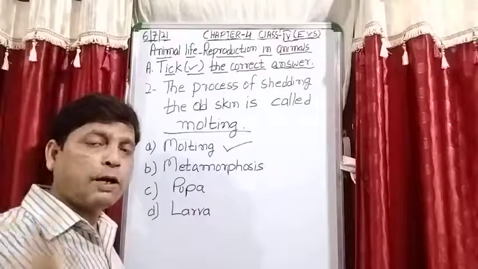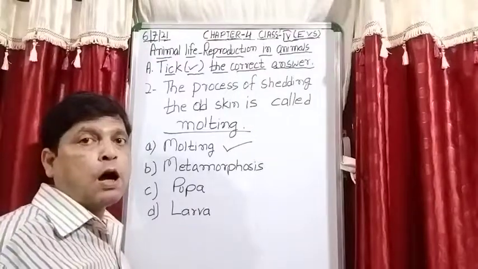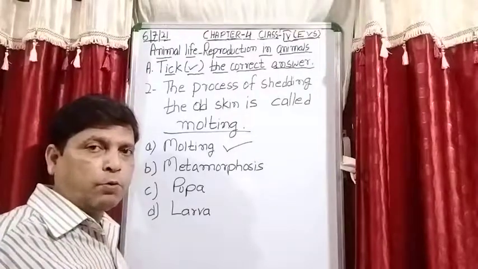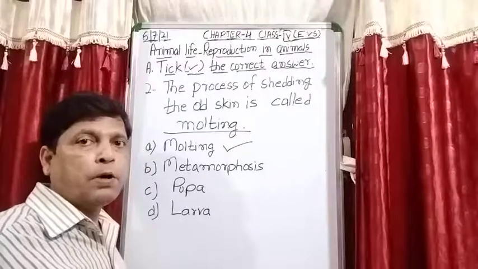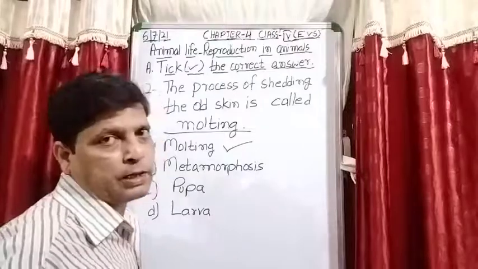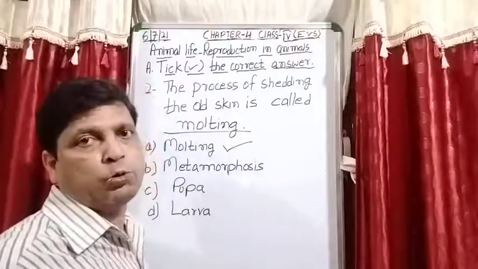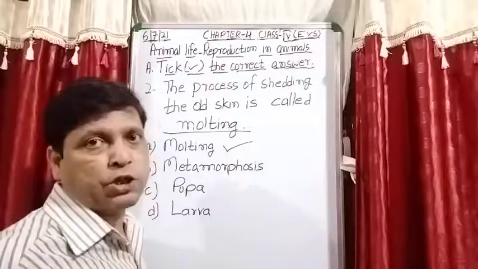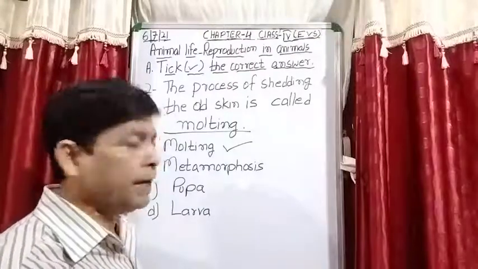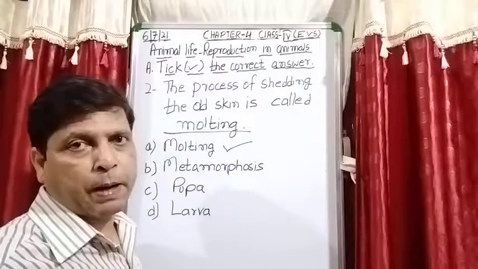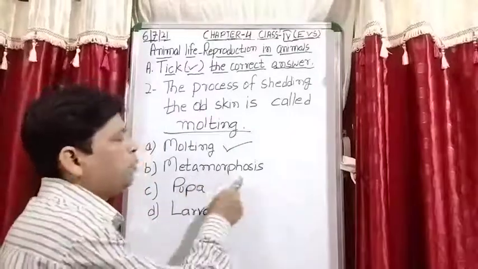When we are talking about insects, after coming from the egg, their young one is known as a nymph. Four or five times they shed their skin and then they resemble their parents. So the complete change in the body comes and then they look like their parents. That is known as metamorphosis.